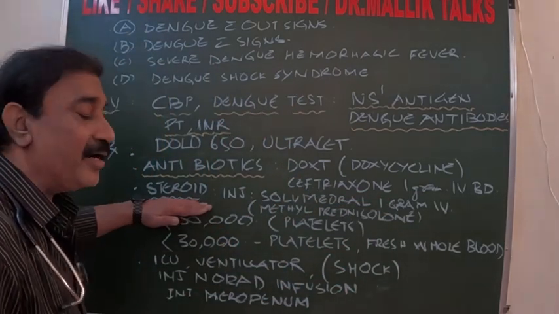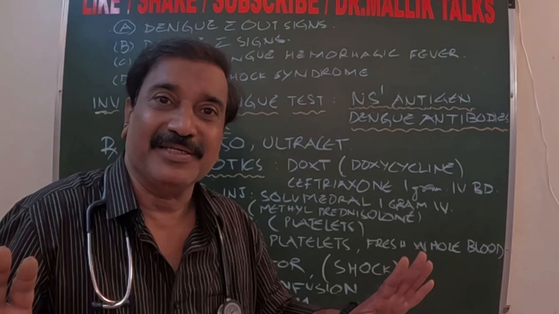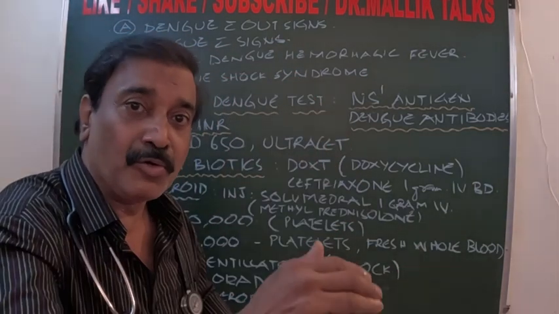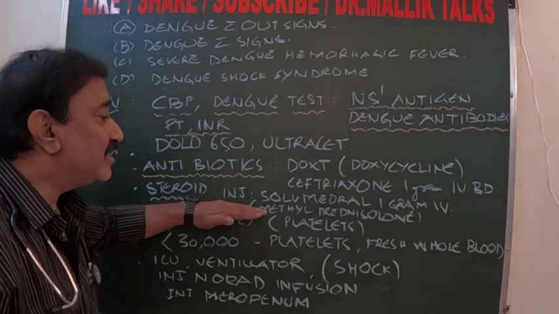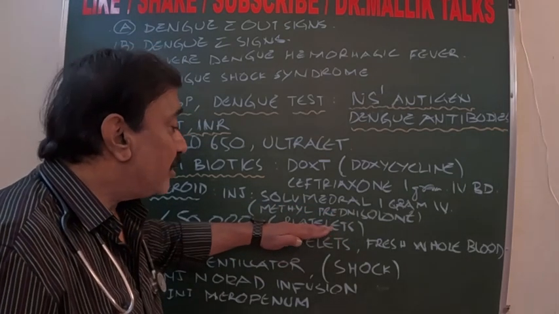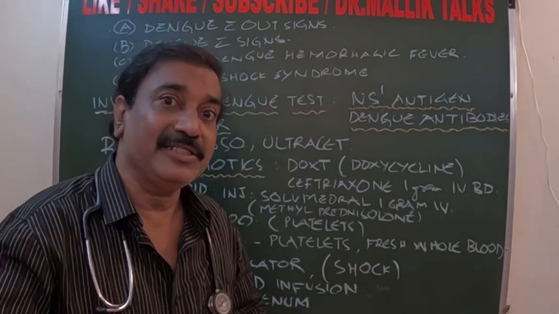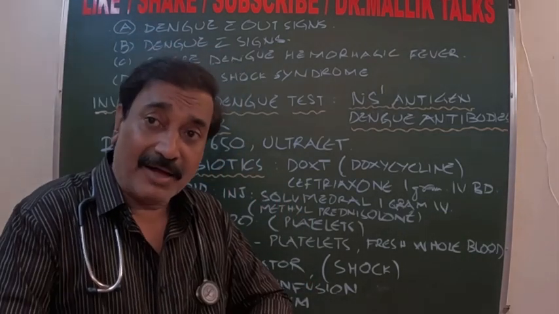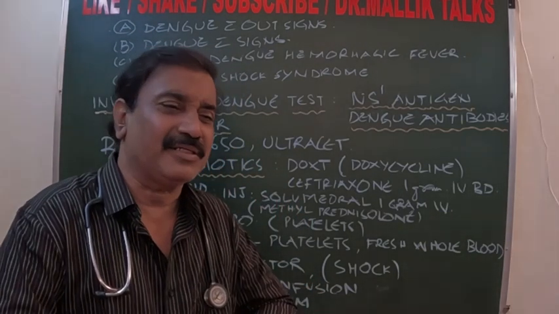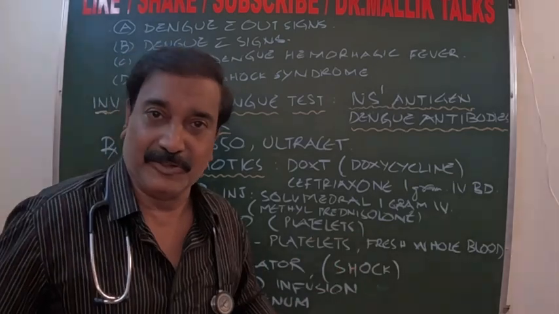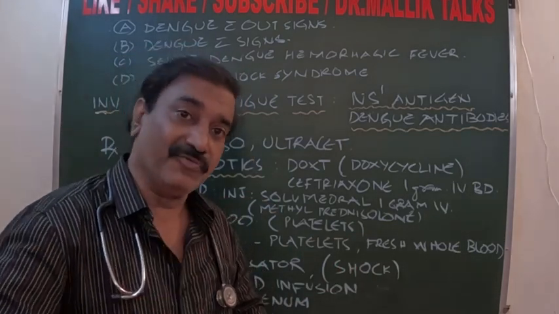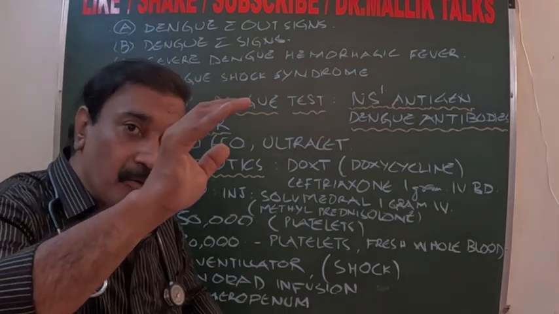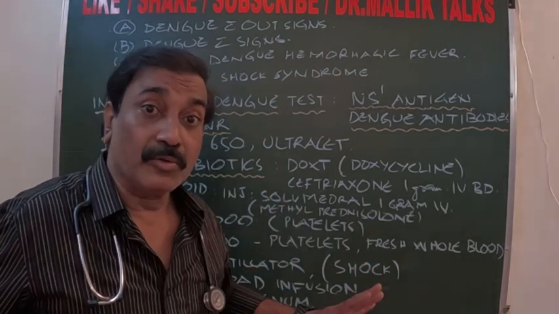And steroid is also not recommended. But if the platelets are falling, suppose the platelets are coming down below 1 lakh, then we give injection Solu-Medrol, that is methylprednisolone, 1 gram, at least 1 dose a day. We are giving it to be safe, but really speaking, it is not effective. But we give it. And if the platelets are coming down below 1 lakh, you have to be cautious.